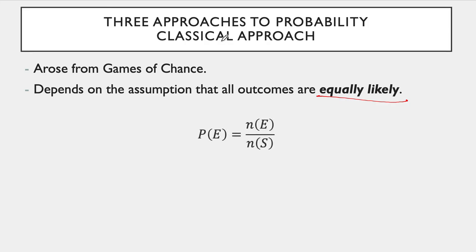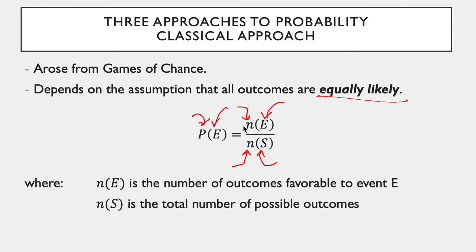So the formula for the classical approach is here. P of E, the probability of any event E, is equal to the number of outcomes in E divided by the number of outcomes in the sample space. That is the number of total outcomes in E.